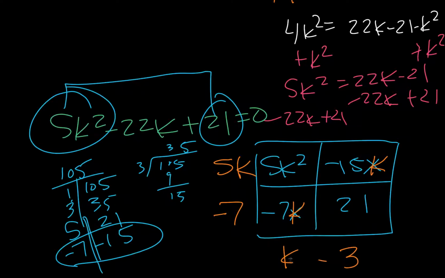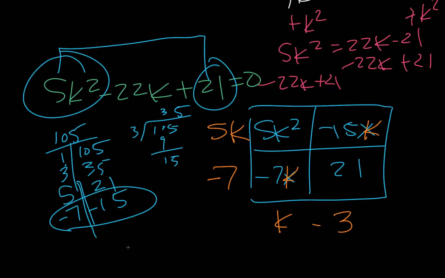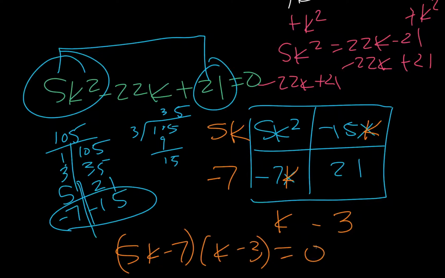So if we do 5k times k, we get positive k squared. 5k times negative 3 would be negative 15k. Negative 7 times k, negative 7k. Negative 7 times negative 3, positive 21. So that works out. Now we have our factored form. So we have 5k minus 7, k minus 3 equals 0.